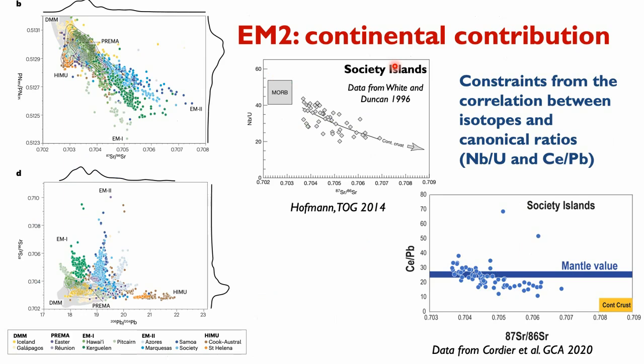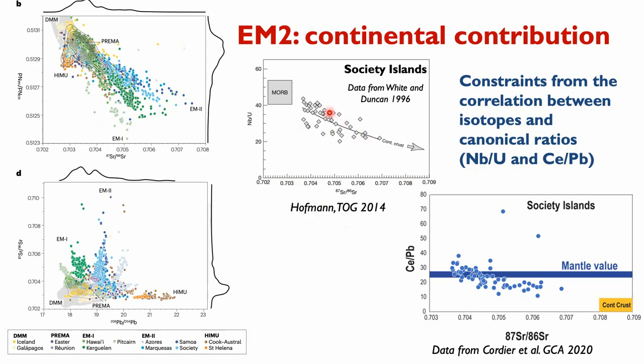Okay, so now what is specific to each of these components? The enriched mantle number 2, shown here in blue, basically there is a clear continental contribution. Everybody agrees on that, I think. And here are two figures to show that basically these rocks, the blue ones here, have high strontium isotope characteristics of crustal material and sedimentary material.